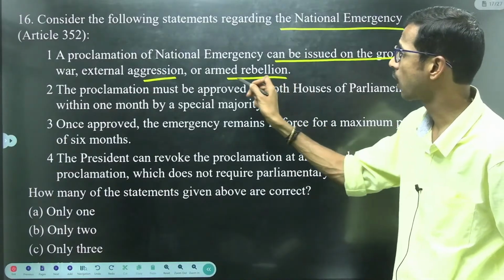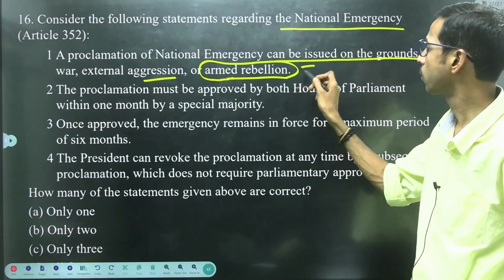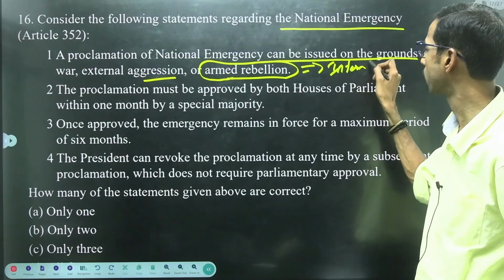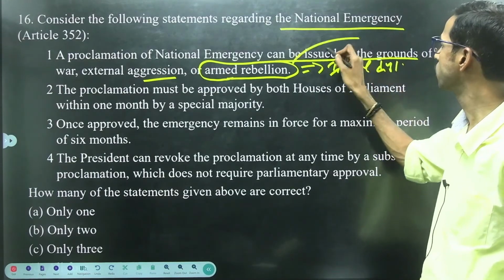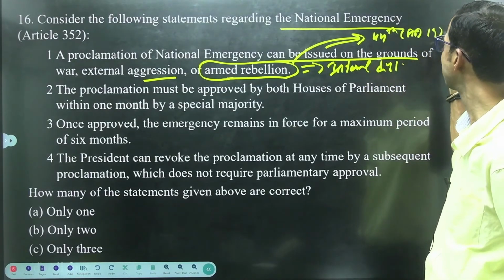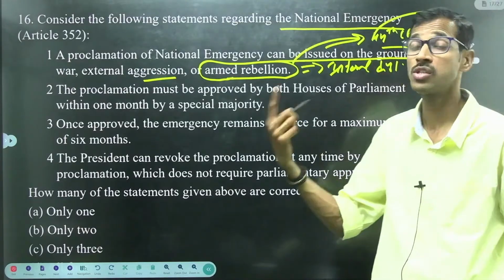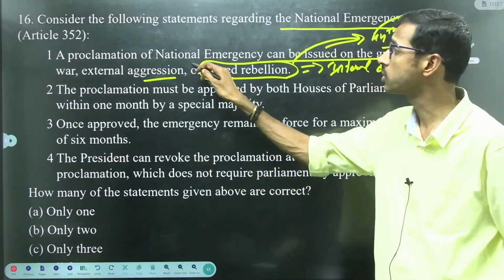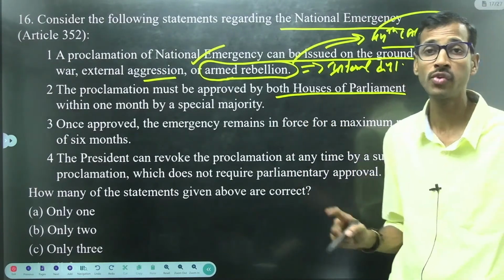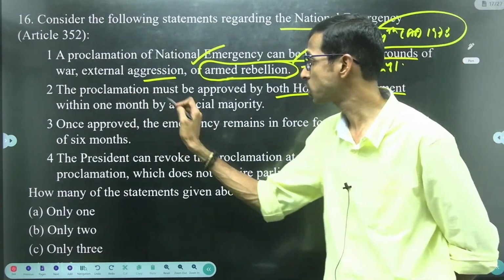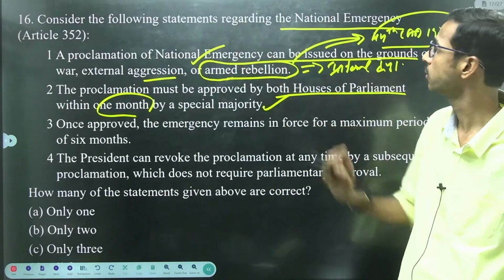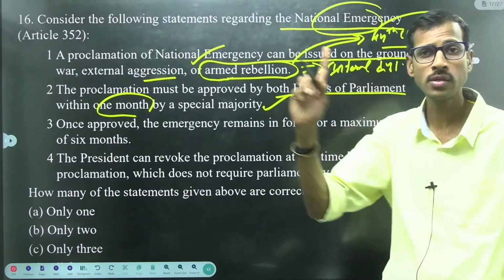So if you see the armed rebellion, it was previously internal disturbances only, right? This was changed after the 44th Constitution Amendment Act 1978 to armed rebellion, so this is correct. The proclamation must be approved by both houses of Parliament within 1 month by a special majority. Is it correct? Yes, for national emergency we are talking about, so 1 month is correct.